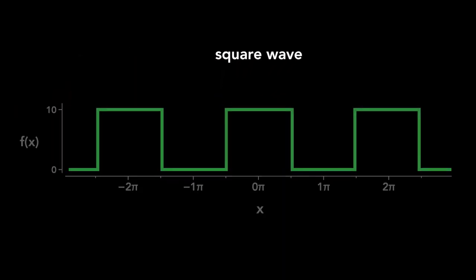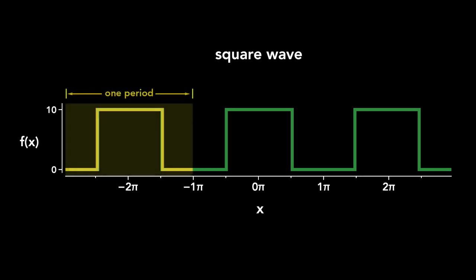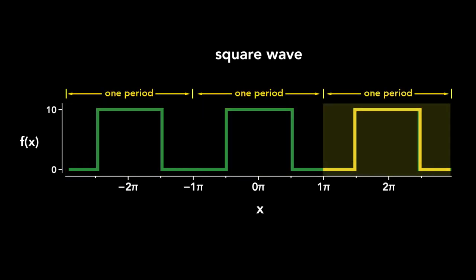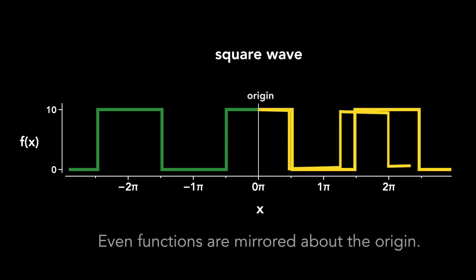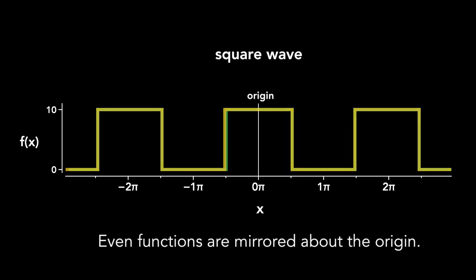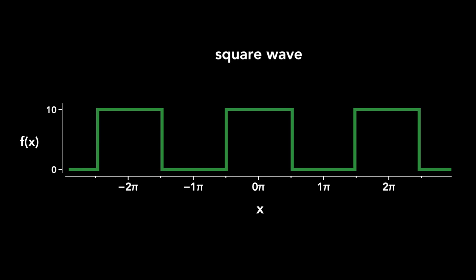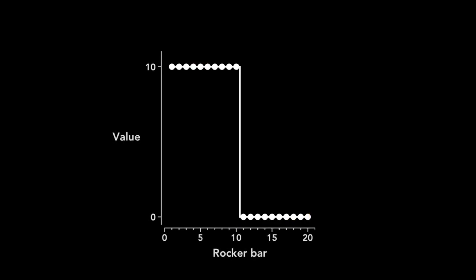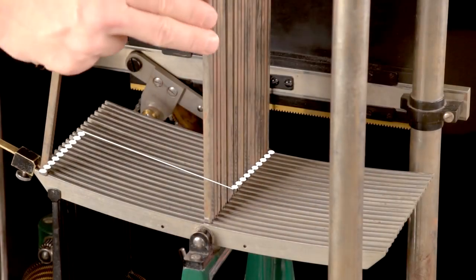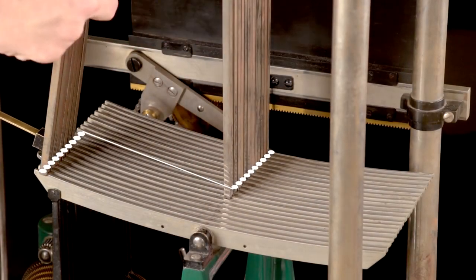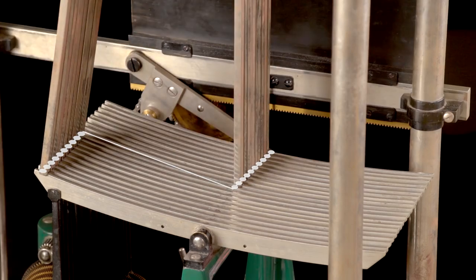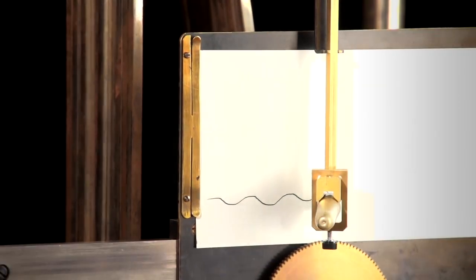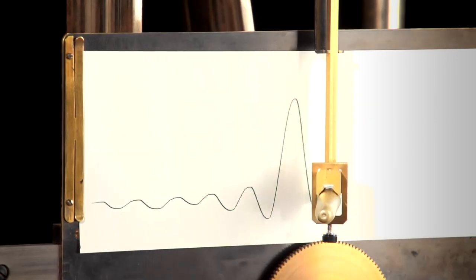First, we use some unique properties of the square wave. Since it's periodic and even, all of the information that function carries is contained in half a period. So we'll take that half a period and sample it at 20 equally spaced points. We use the values of these points as the inputs for the machine. When we turn the crank, we produce a new function that reveals the correct coefficients.